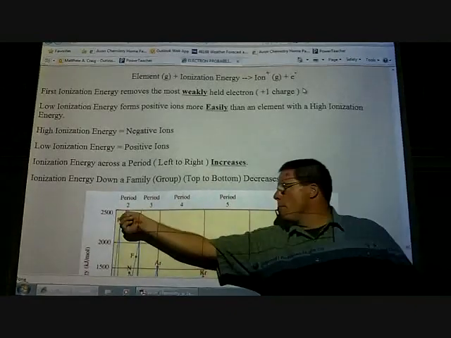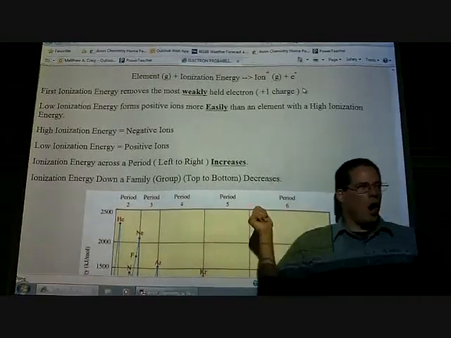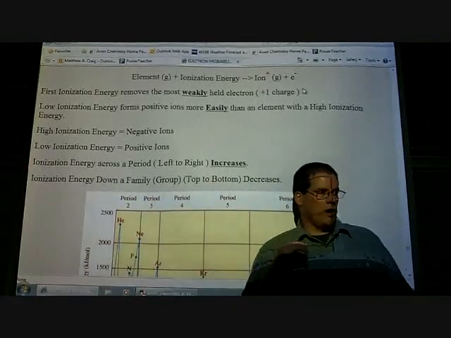Because again, we're moving from metals to nonmetals. And nonmetals aren't a big fan of giving away electrons. They're a big fan of taking electrons.